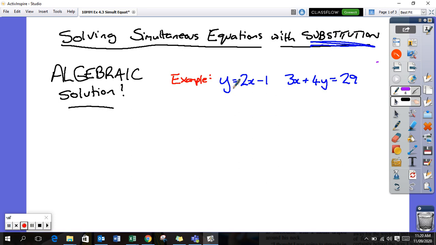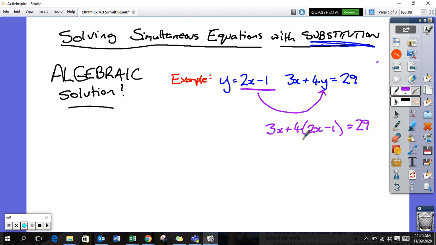Now what we can see is this is y equals, so y is equal to 2x minus 1. So what we're going to do is take that 2x minus 1 and put it there instead of that y. So we're going to get 3x plus 4, and instead of writing y, we're going to write 2x minus 1 equals 29.